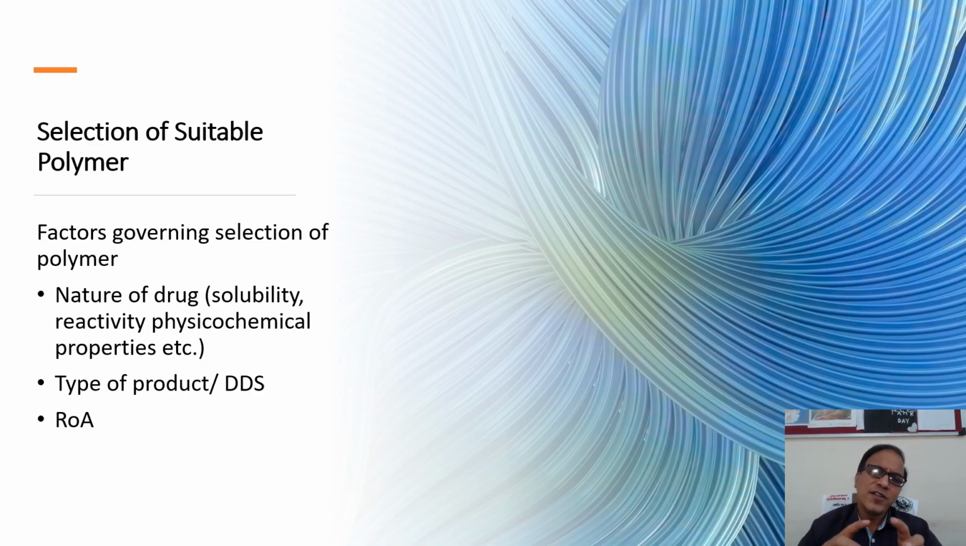Now, how will we select the polymer? Let's discuss an important aspect, the selection of polymer. Factors which govern the selection of polymer include, first of all, the nature of the drug. What is the solubility of the drug? What is the reactivity of the drug? Physicochemical properties of the drug. You will have to see these things, even the lipophilicity, or you can say the partition coefficient.